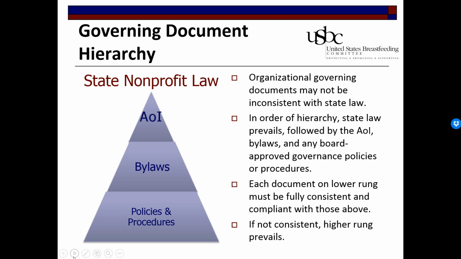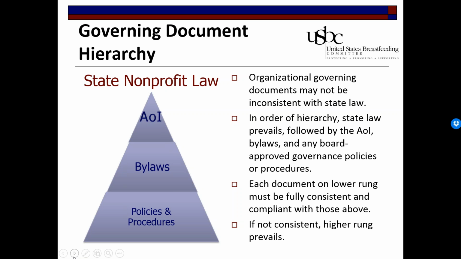So the first place we look is the nonprofit law. The second in the hierarchy is your articles of incorporation. This is if you are an entity that has officially incorporated as an independent organization in your state. You would do that by filing articles of incorporation with your state, usually with the Secretary of State and a corporations division. Then come your bylaws, which are really like the constitution for your organization, and below that are the policies and procedures.